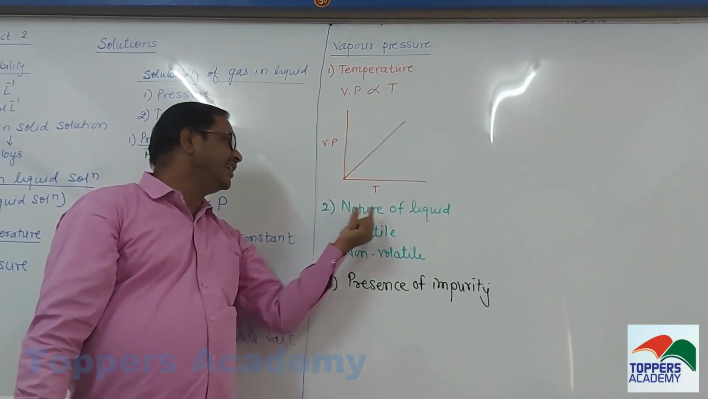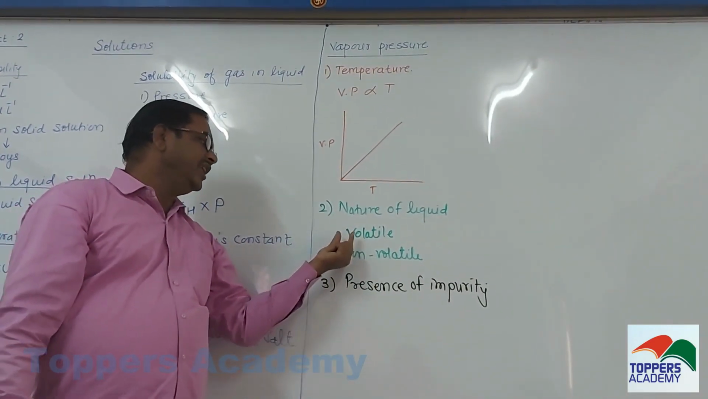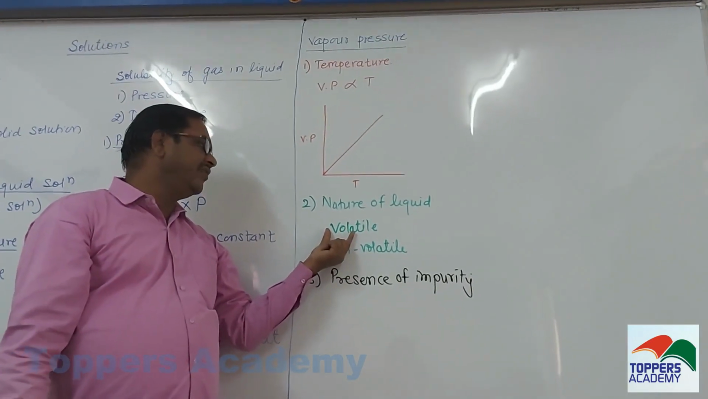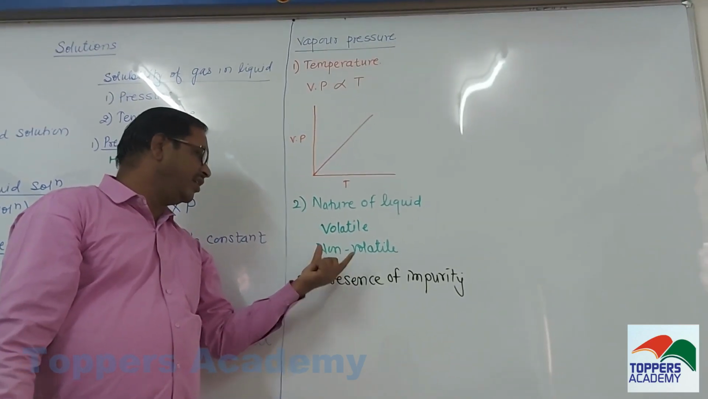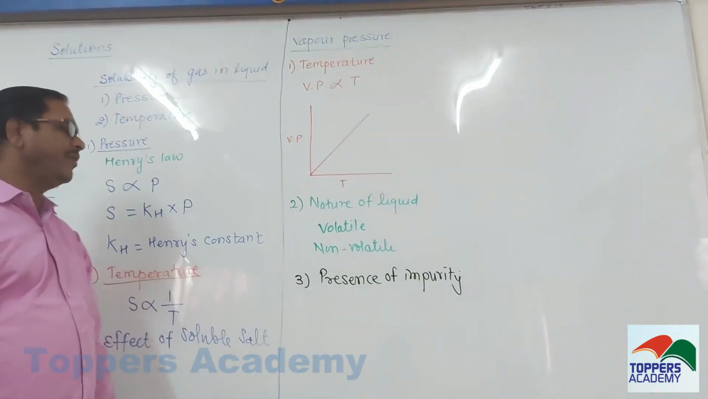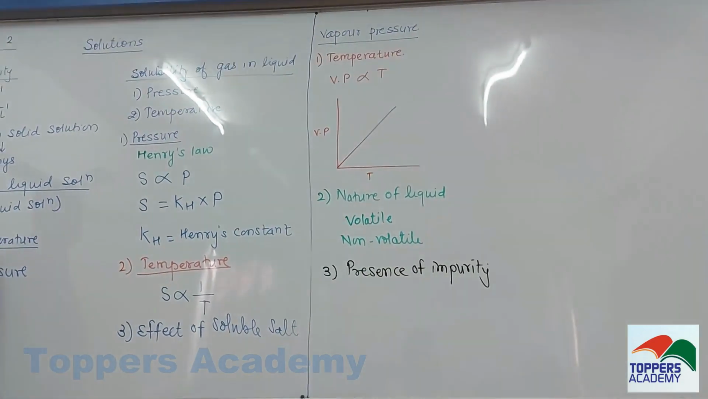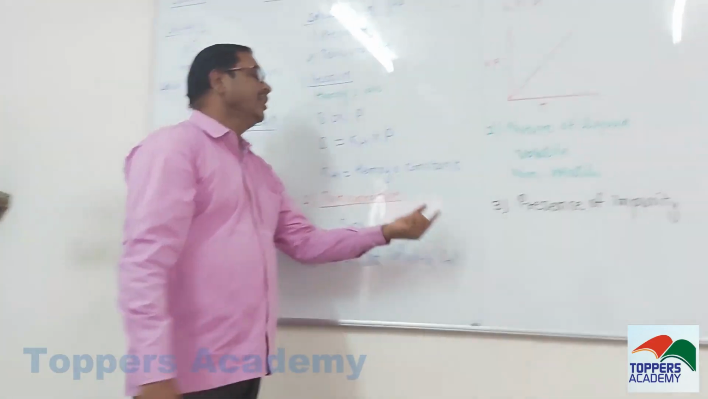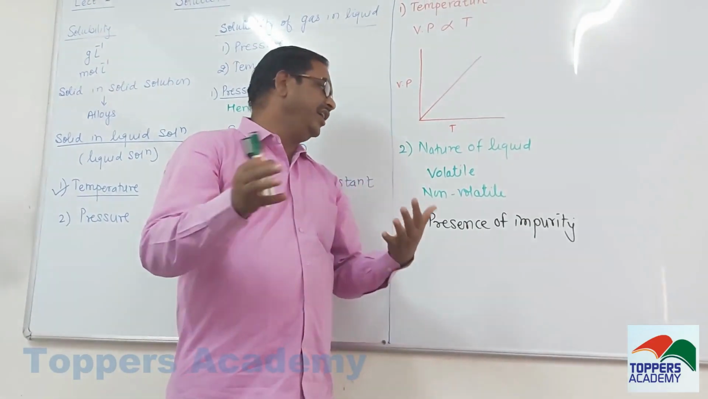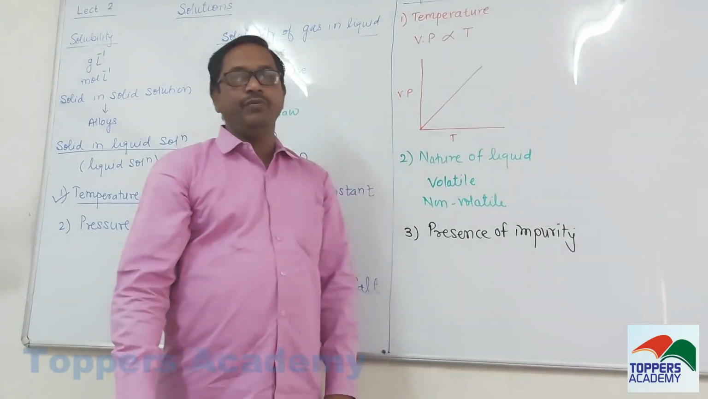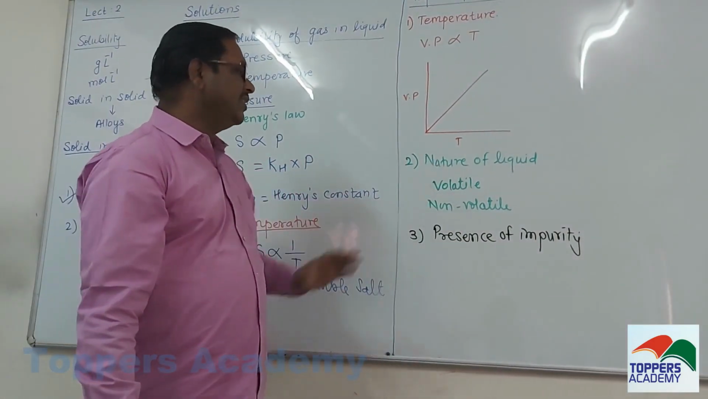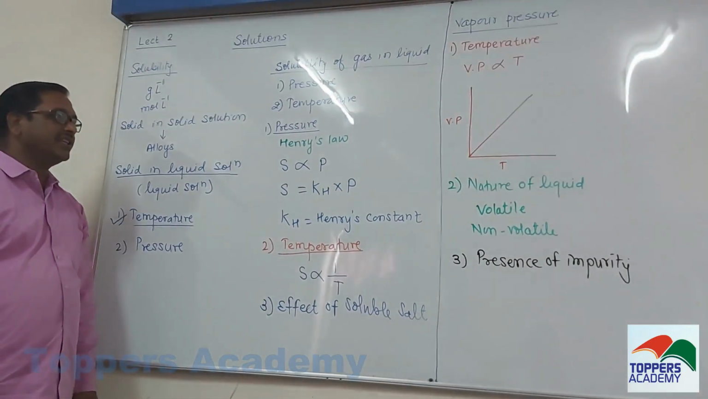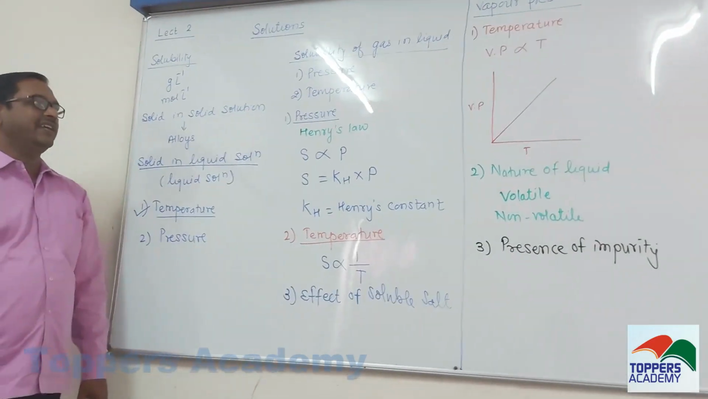The second one is the nature of the liquid. When there is a volatile liquid and a non-volatile liquid, the vapor pressure of the volatile liquid is more than the non-volatile liquid. And the third factor affecting the vapor pressure is the presence of impurity. When we compare the pure and impure liquid, the vapor pressure of pure liquid is more than the vapor pressure of impure liquid. These are the points related to the vapor pressure. In this way, the vapor pressure is affected by these three factors.